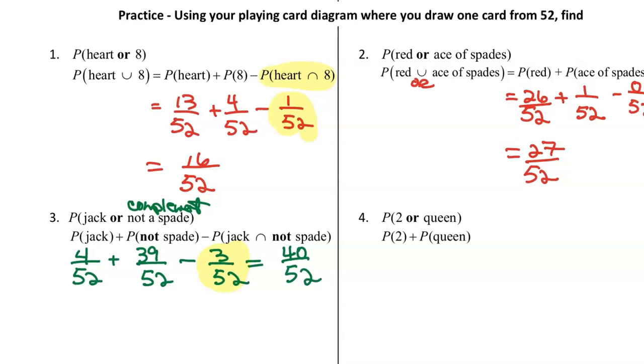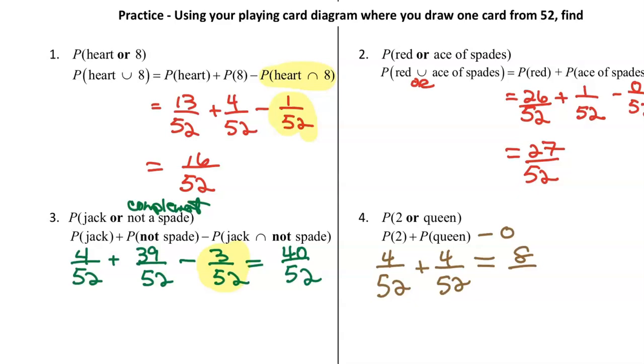Okay, let's look at the next one. What's the probability of getting, when you're picking this one card, a 2 or a queen? Are there any 2s that are queens? Of course not, so there's 0 there. There are 4 2s, one in every suit, so that's 4 over 52. There are also 4 queens.